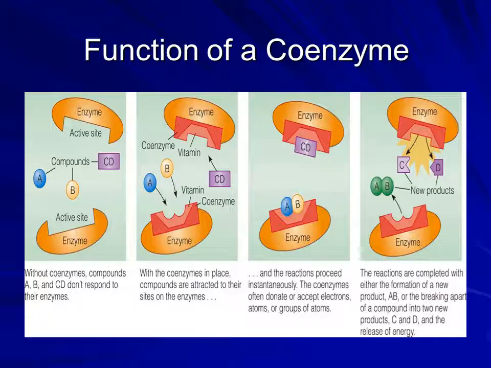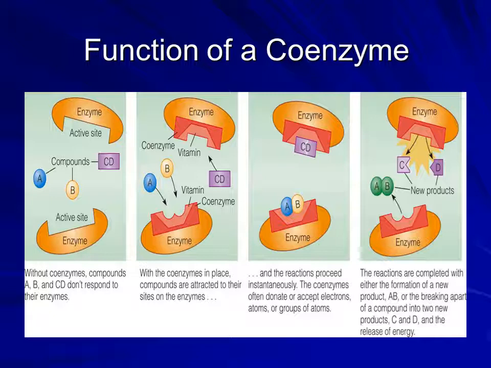Now this picture shows the function of the coenzyme. First, without coenzyme, compound A and B and CD do not respond to their enzyme. يعني احنا موجود عندنا الانزيم، موجود المواد، لكن والactive site أيضا present of the enzyme، لكن الactive site unsuitable for the compound. إذا فما راح يكمل عندنا التفاعل. ليش؟ لأنه السايت يكون unsuitable for the compounds، ما ملائم لهذه المواد حتى ترتبط بالإنزيم.